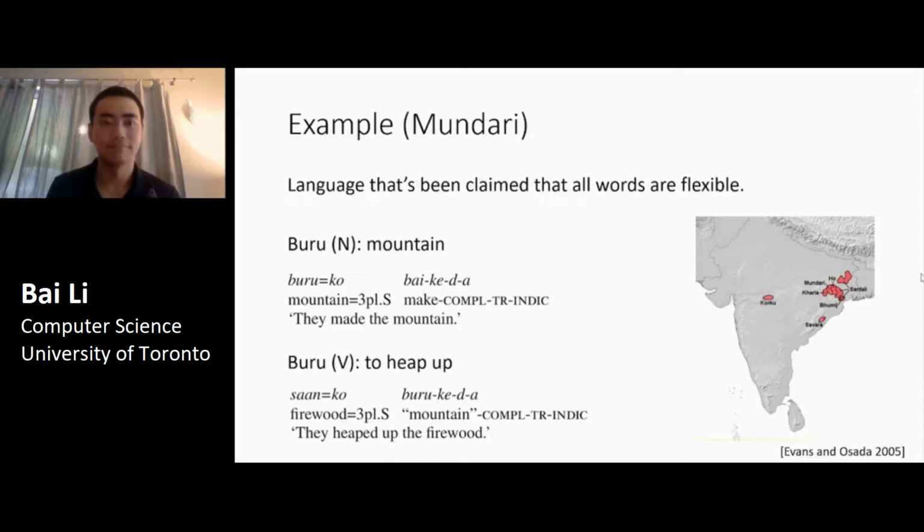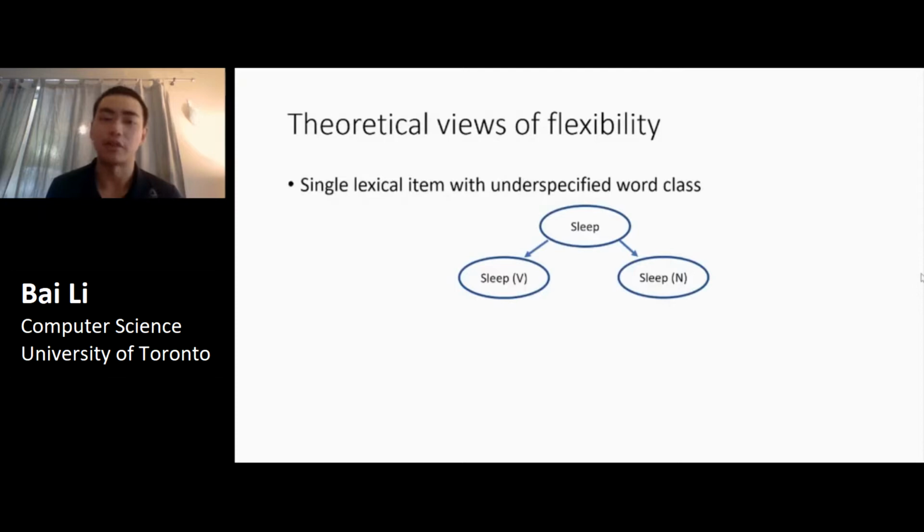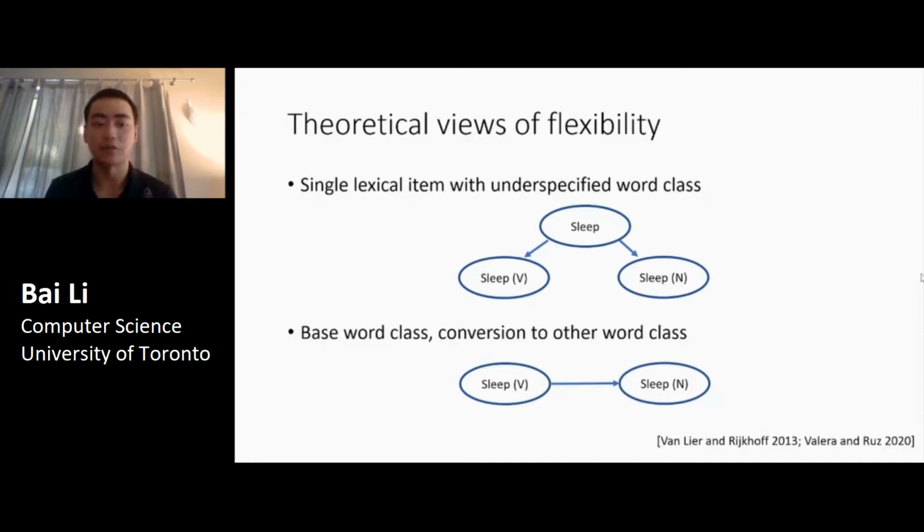Now, theoretical views of flexibility. There are multiple ways of viewing flexibility. You can view it first as having an underspecified word class. So a word like sleep doesn't have a word class by default until you use it in a sentence. Then it either becomes a verb in the context of the sentence or a noun. A second way of viewing it is as conversion. So a word does have a base word class like verb, and sometimes it gets converted to a noun.